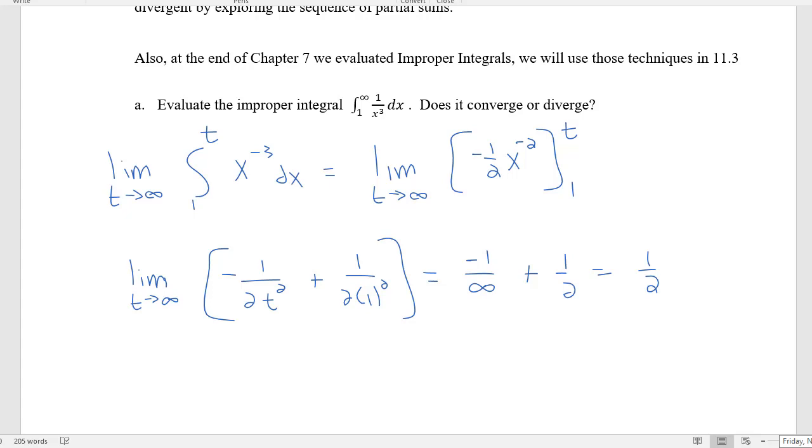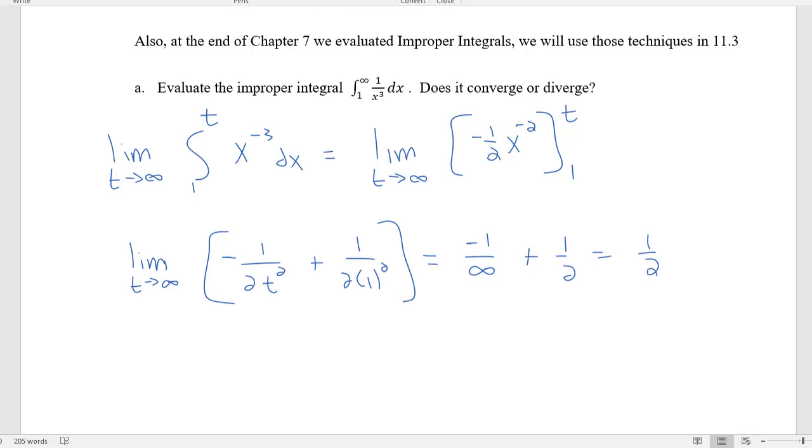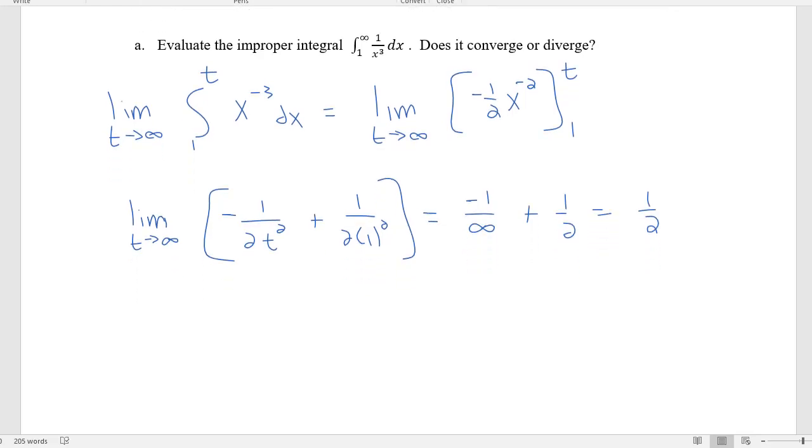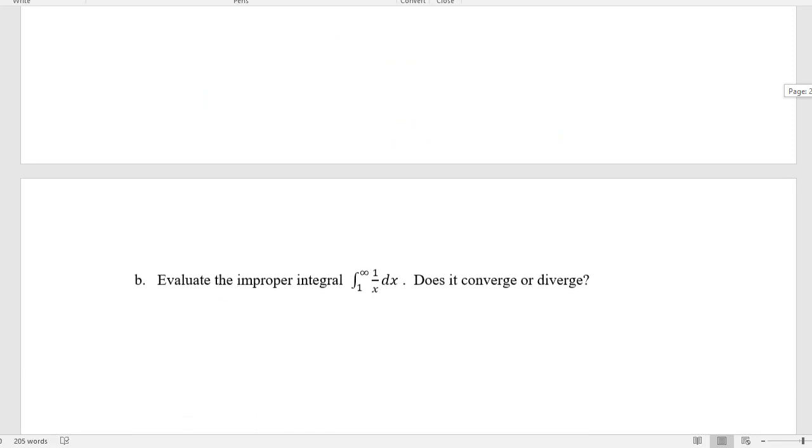Now, back in our conversation on improper integrals, the way that we defined convergence and divergence was that if this limit had a finite value, if the limit of the integral exists, then the integral converges. So the integral converges. And again, we already know from that prior video that the sum of 1 over n cubed, that infinite series, also converges.